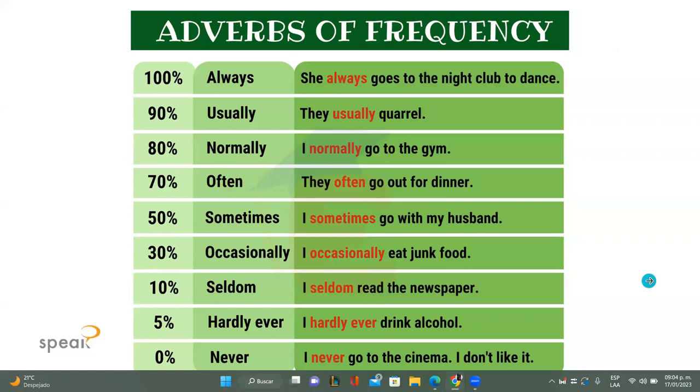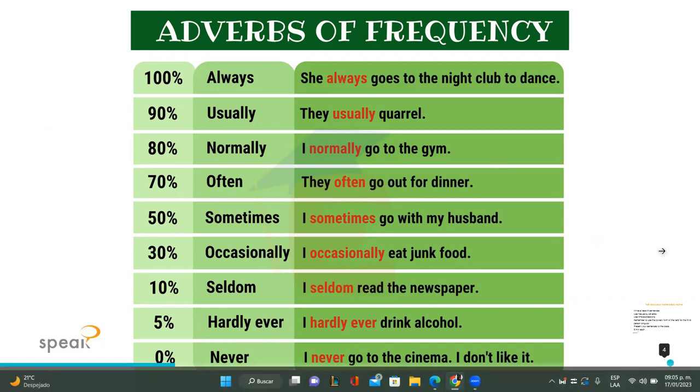Okay. They usually quarrel. Very good. Excellent. They usually quarrel. Continue, please. Daniel Flores. The second one. The third one, please. Oh, okay. She always goes to the nightclub to dance. The third one. I'm sorry. 80% normally. I normally go to the gym. Excellent. Continue, Daniel Hernandez. Often. They often go for dinner.